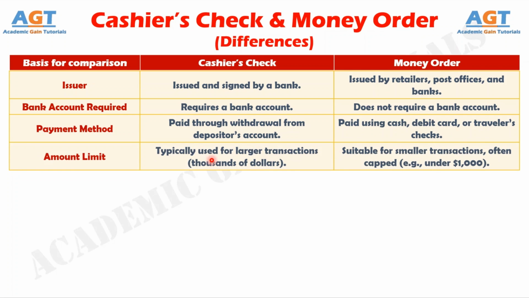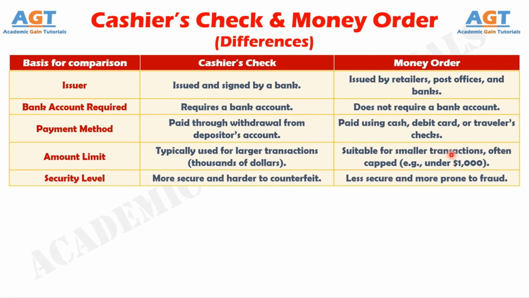Number 4. A cashier's check is typically used for larger financial transactions, whereas a money order is intended for smaller payments. Number 5. A cashier's check is considered more secure and less prone to fraud, whereas a money order is comparatively less secure and more susceptible to forgery.